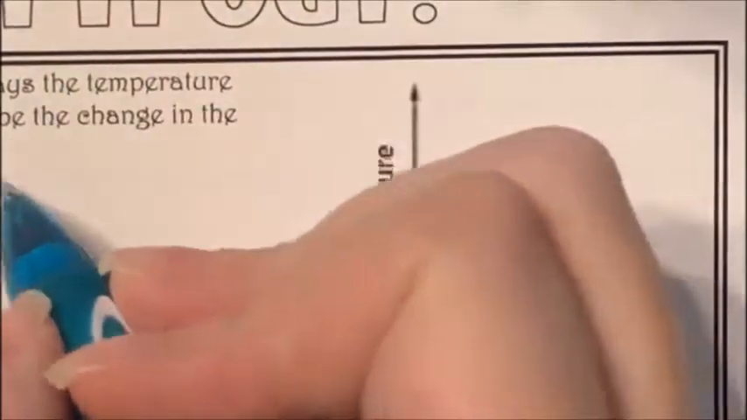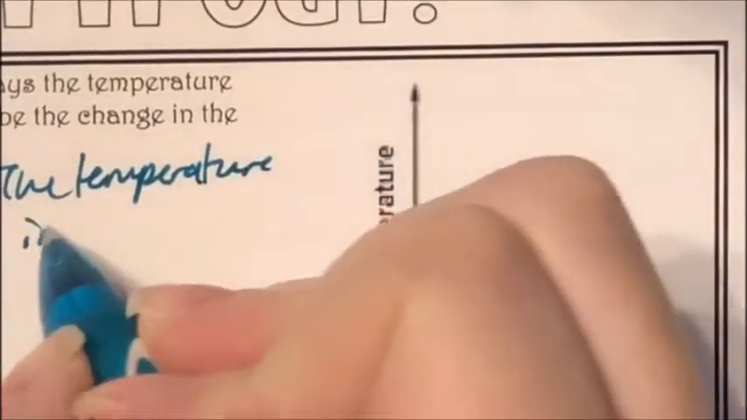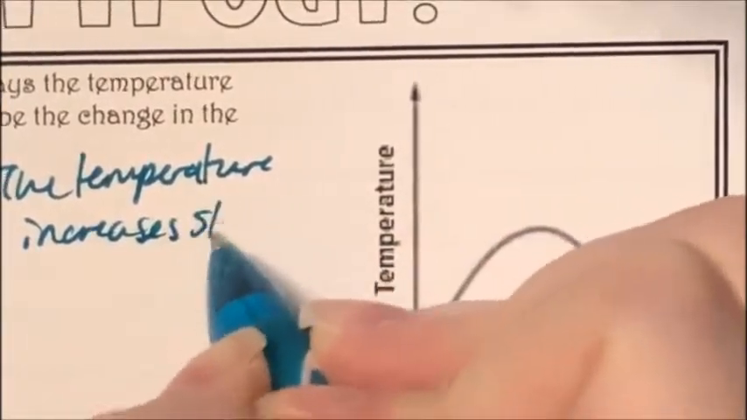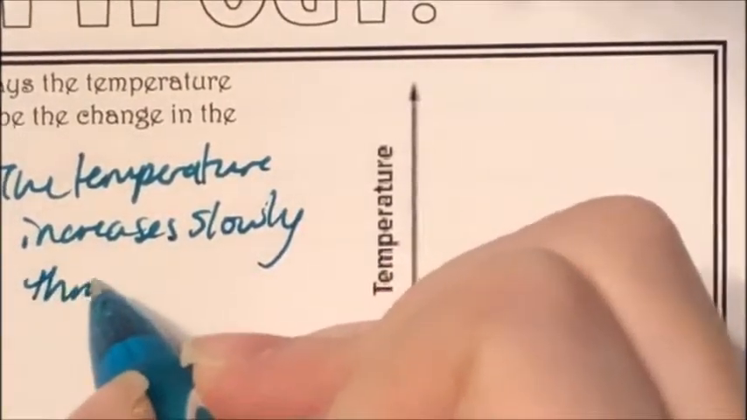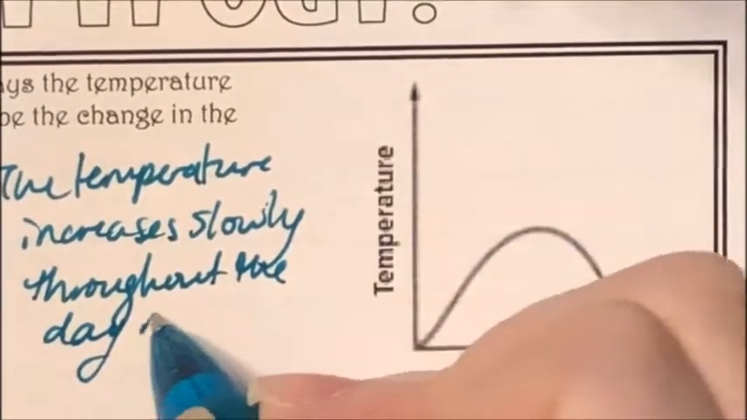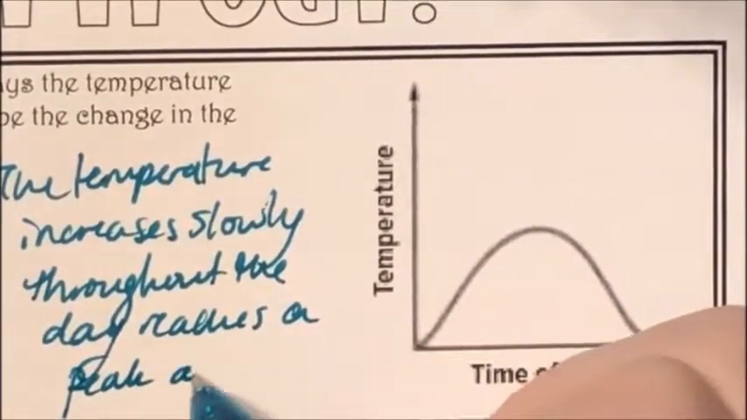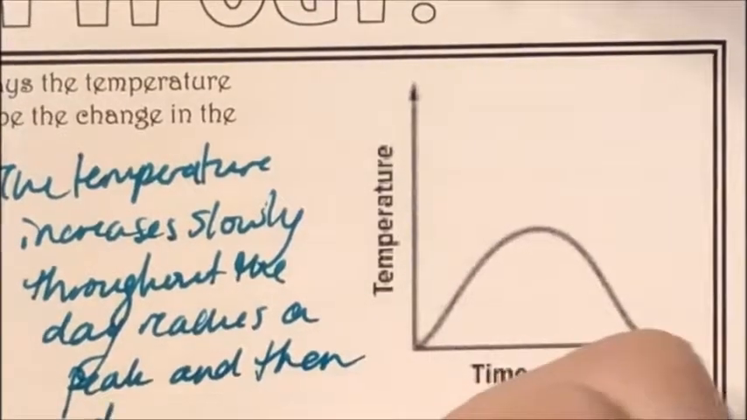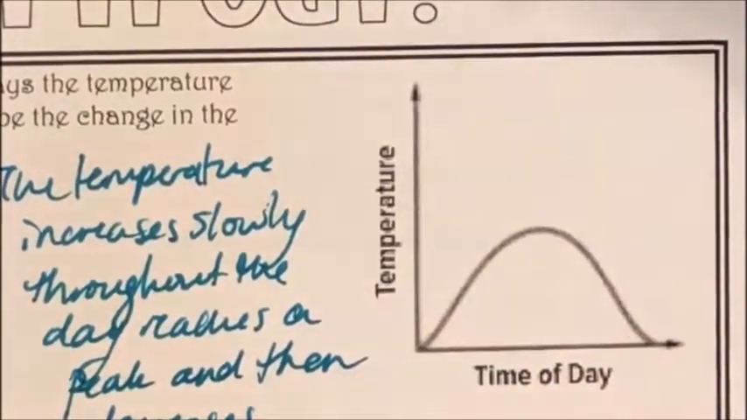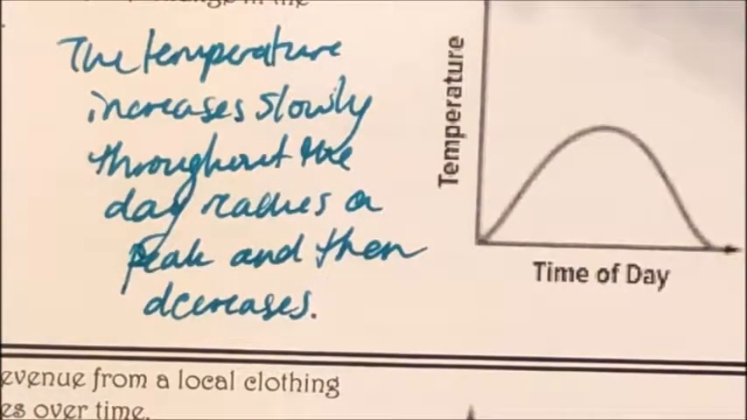So the temperature increases slowly throughout the day. Reaches a peak and then decreases. Okay, that doesn't have to be your exact answer, but something along those lines. You're telling me that it is increasing and then it decreases. Okay.